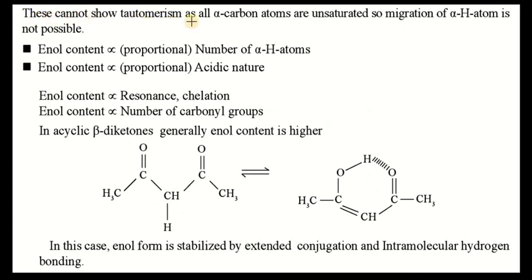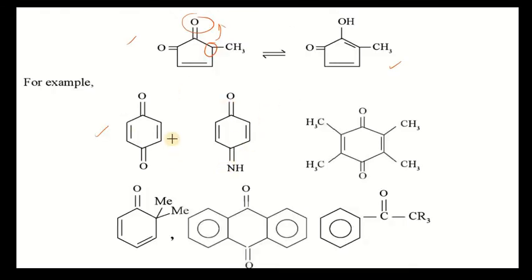Because this cannot show tautomerism, as the alpha carbon atoms are unsaturated, so migration of alpha hydrogen atom is not possible. In these cases the alpha hydrogens are unsaturated. See the example, if you take this one, this is the alpha hydrogen case. So that is unsaturated, it is highly impossible. Already a double bond is there, we can't make it a triple bond.